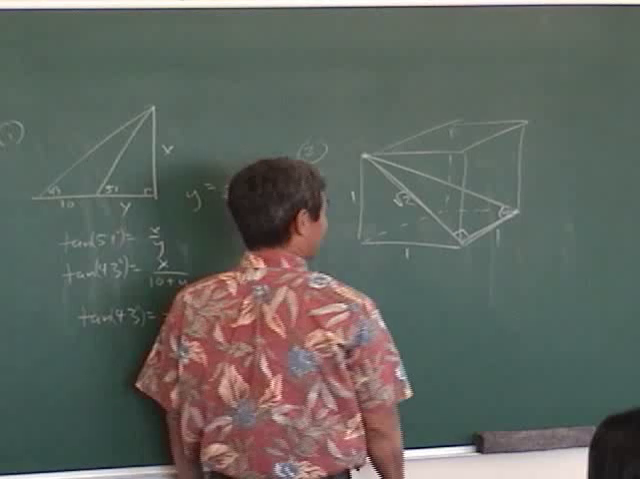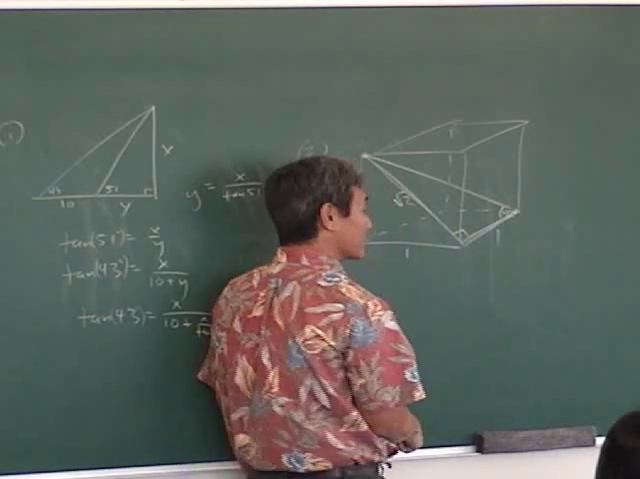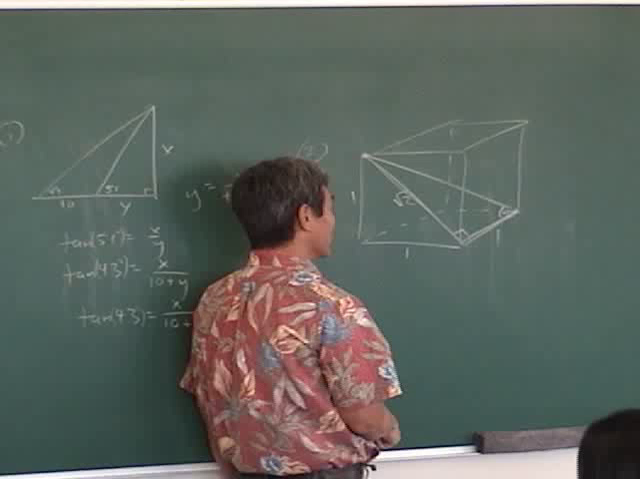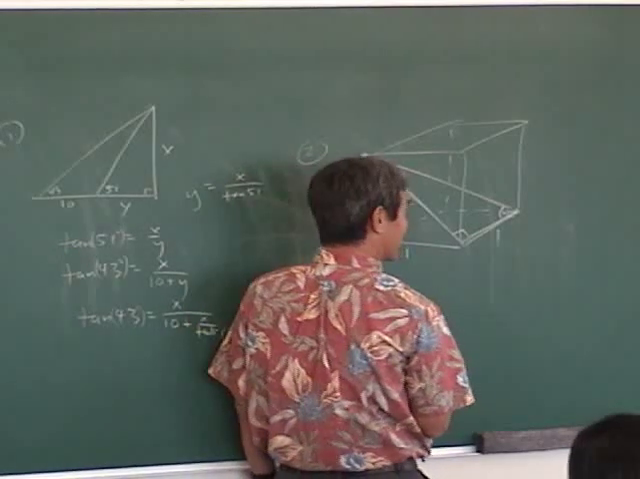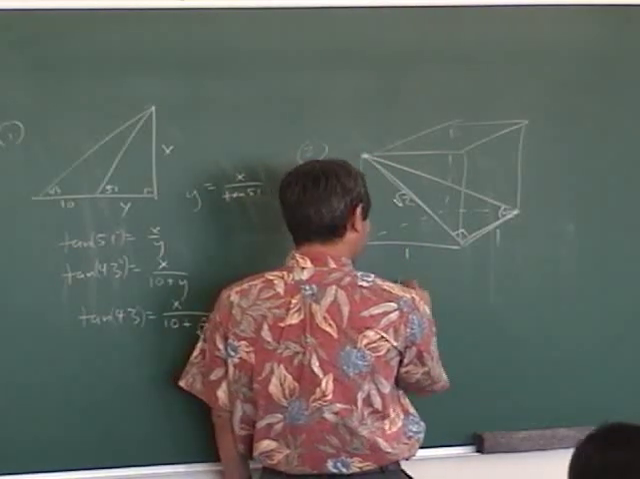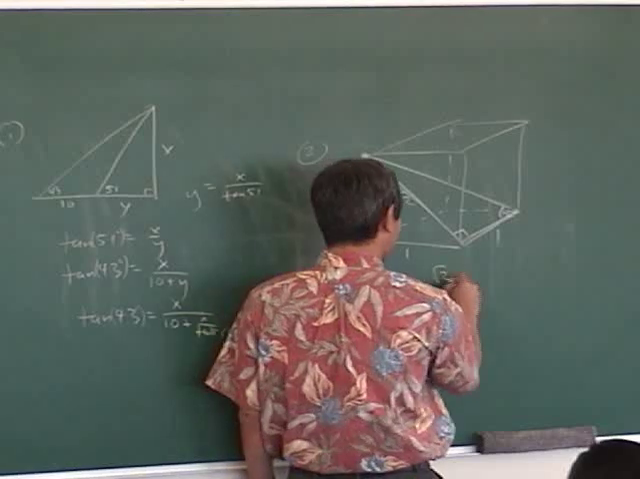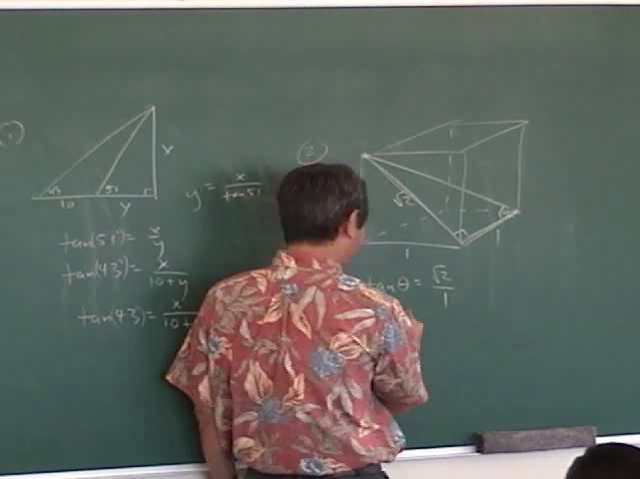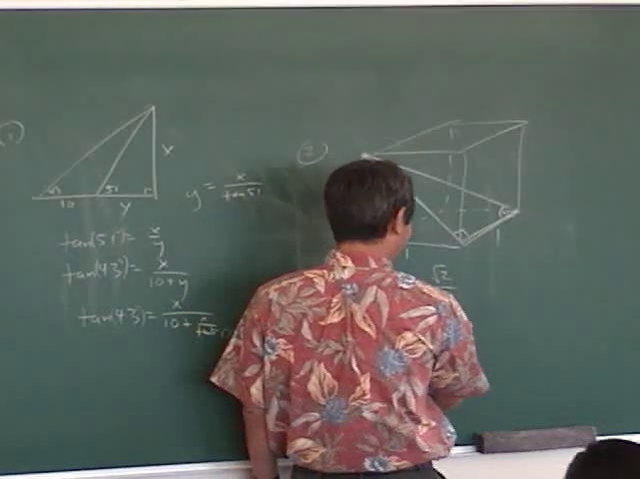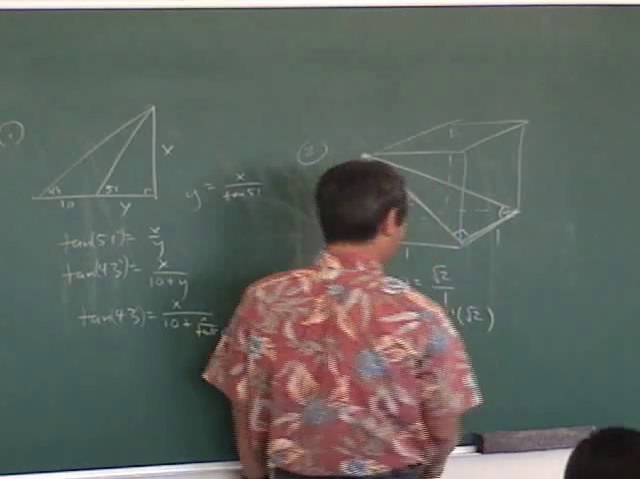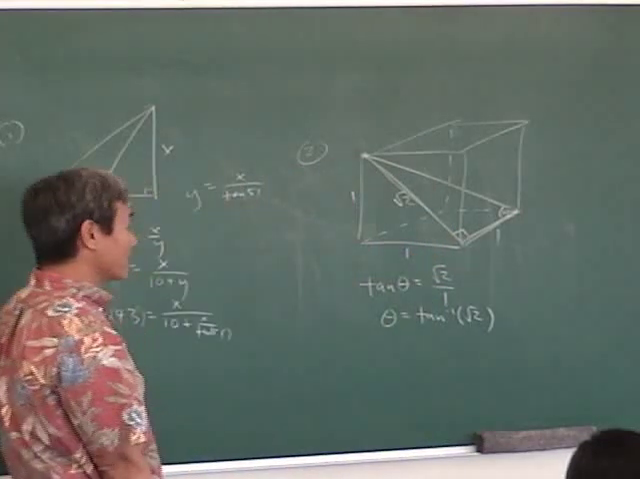So here's the angle. This is the opposite. This is the adjacent. Which of the trig functions is opposite and adjacent? Tangent. So tangent theta is equal to opposite over adjacent. So if you want to find theta, you just go tan inverse root 2. Punch it in on your calculator.